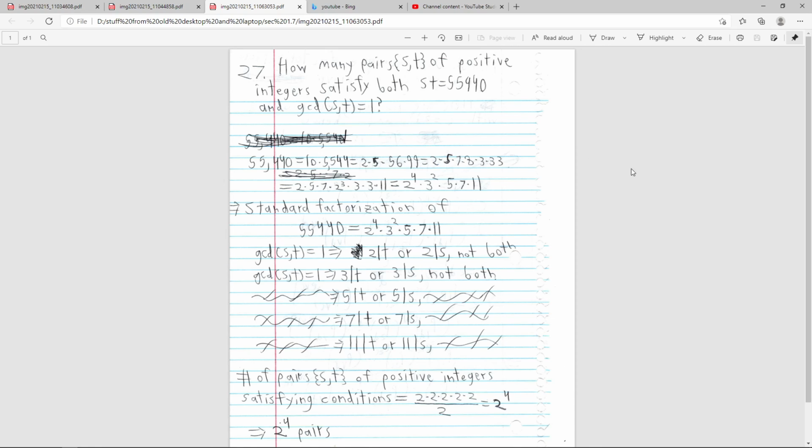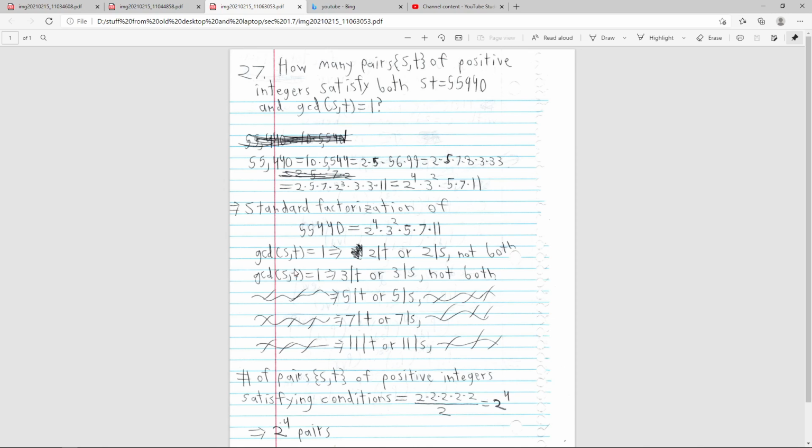And finally, how many pairs s, t of positive integers satisfy both s times t equals 55,440 and GCD of s and t equals 1? Okay, so this is a pair. That means they must be distinct, which is something we'll talk about in a minute. So I factor this one down to its unique factorization. Just do divisions of the parts until you get to primes. So 2 to the 4th times 3 squared times 5 times 7 times 11 is what this turns into, the standard factorization.